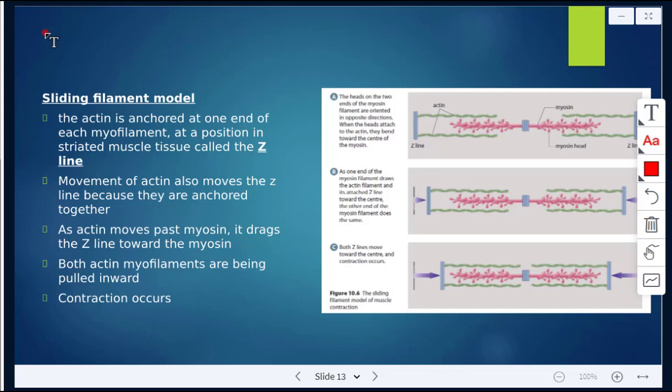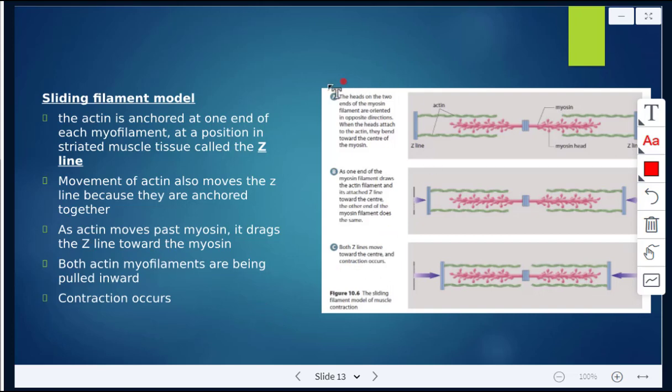All right, and the sliding filament model. Just like we saw previously, the actin is anchored at one end of each myofilament at a position in striated muscle tissue called the Z-line, shown here. The movement of actin also moves the Z-line together because they are anchored together. As actin moves past myosin, it drags the Z-line towards the myosin, and both actin myofilaments are being pulled inward, and then contraction will occur.